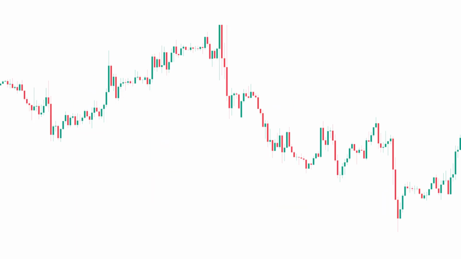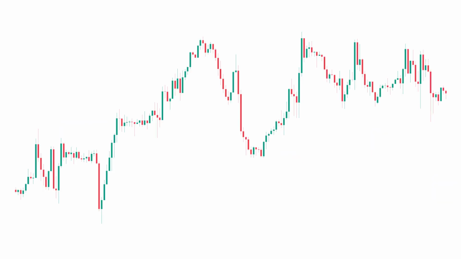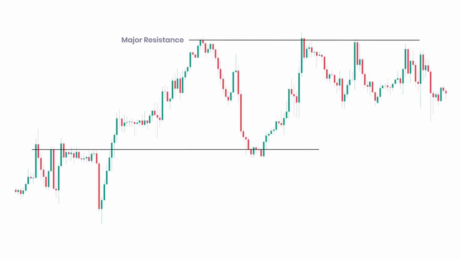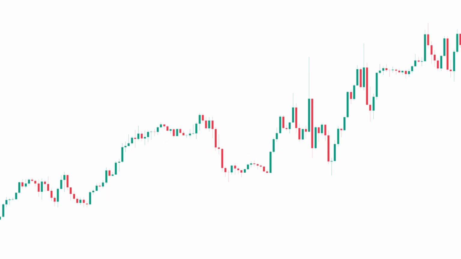A major support and resistance level is a zone with two or more rejections. A short-term low or high and a swing low or high automatically becomes a major support or resistance level if it has more than one rejection. This is what we are actually looking to identify and trade from. For example, these are the major support and resistance levels identified in this chart. Can you identify the major support and resistance level in this chart?